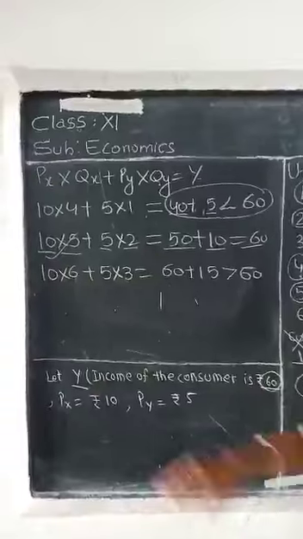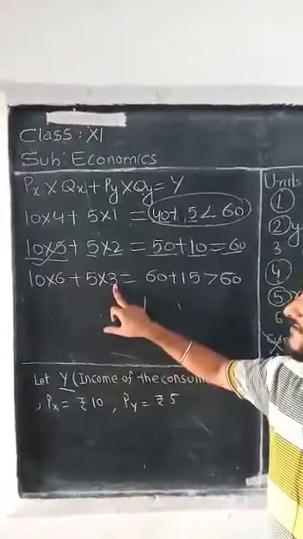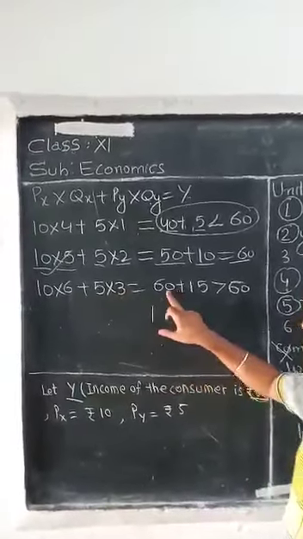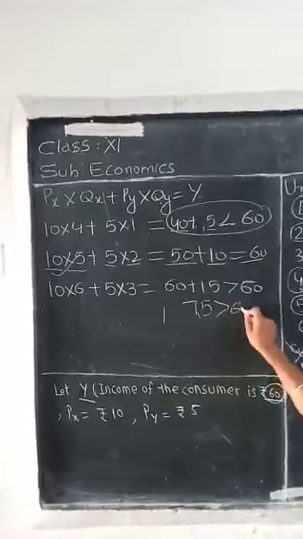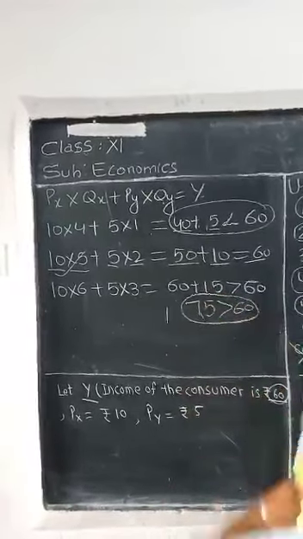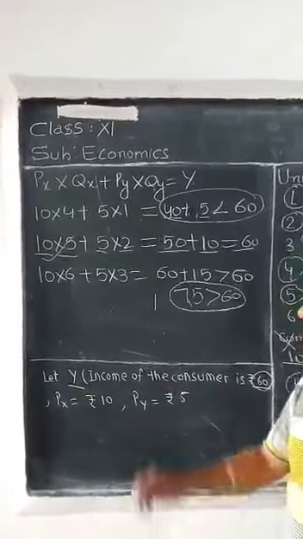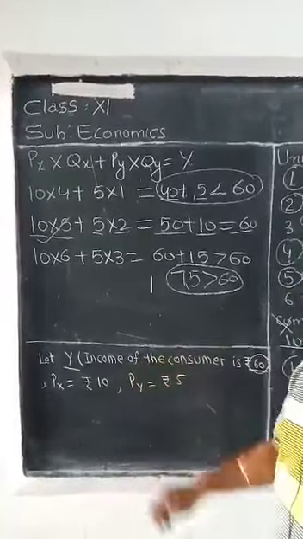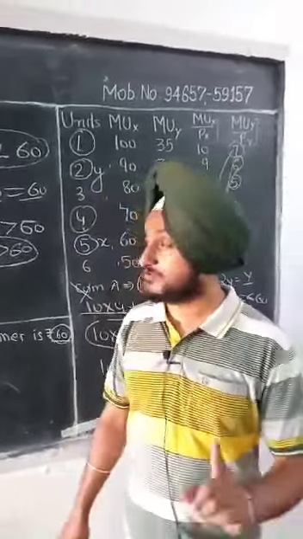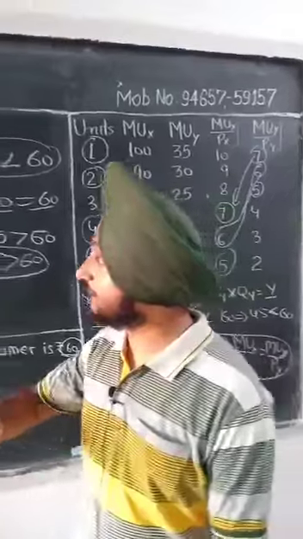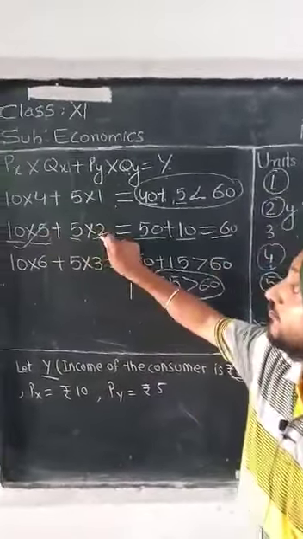And the last one is 10 into 6 units of x, and 3 units of y. So it will become 75, which is greater than his income. So here he cannot afford this combination. So in a nutshell we can say the consumer will be in equilibrium. This you have to write in your fair notebook: the consumer will be in equilibrium after consuming 5 units of x and 2 units of y.